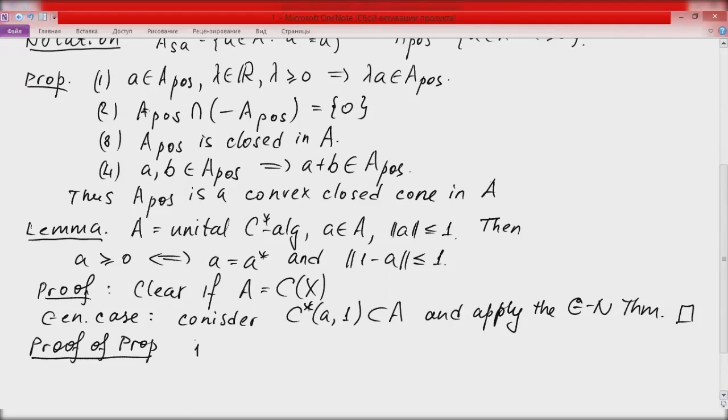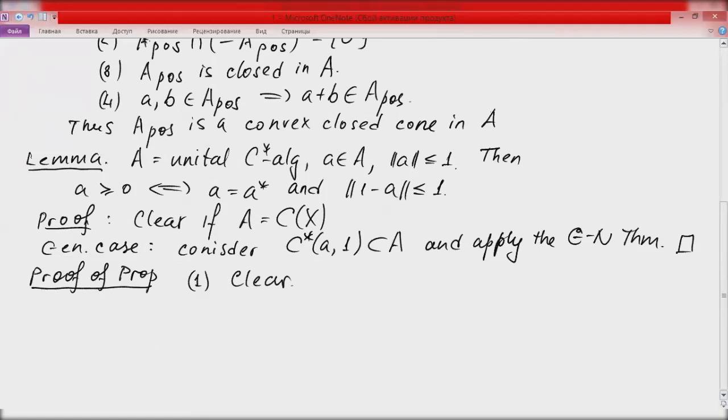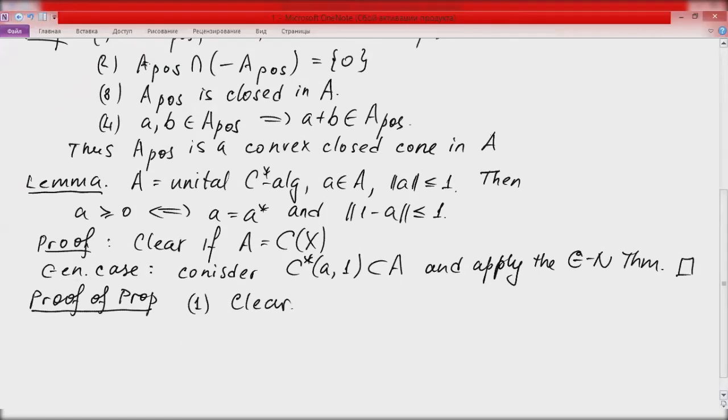Well, part one is clear from the definition. If a is self-adjoint and its spectrum is non-negative, then the same is true for lambda a. To prove part two, let's take an element in the intersection of A plus and minus A plus.